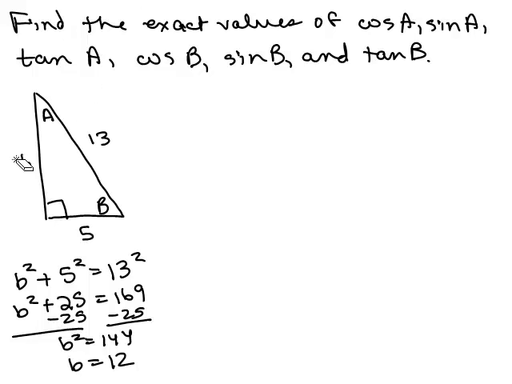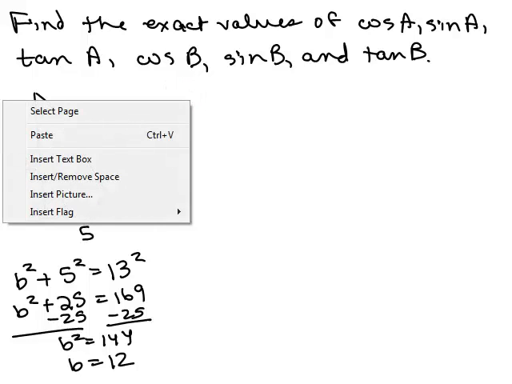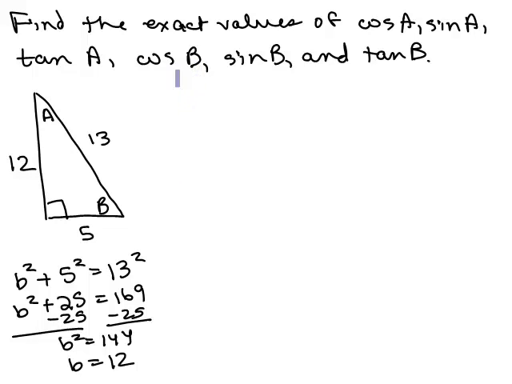So now we know b. We can fill it in. Okay, so let's go for it. So we want to get the cosine of A. All right, so cosine is adjacent over hypotenuse. So we have to look at A and we have to do the leg or side adjacent, which is 12, over the hypotenuse, which is 13. So I've done the cosine of A.